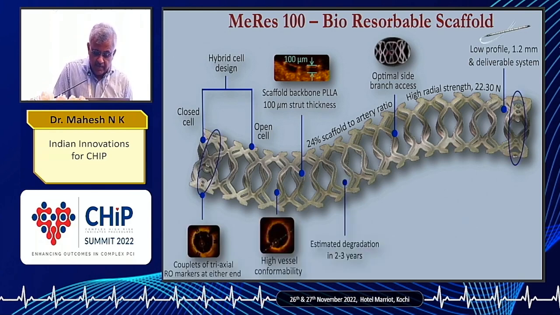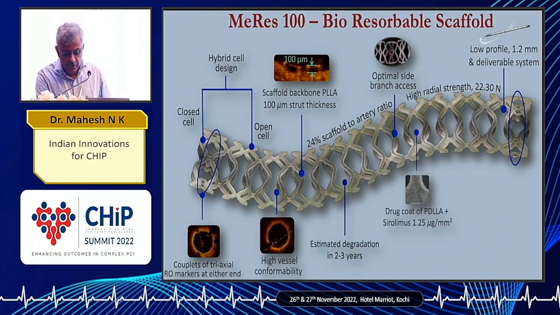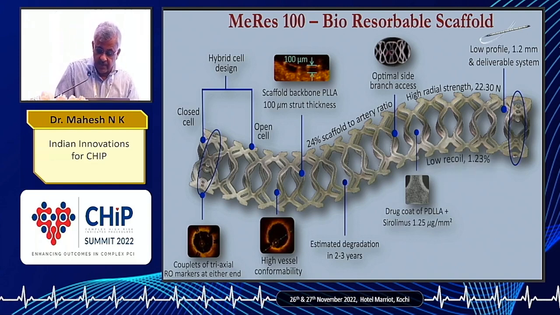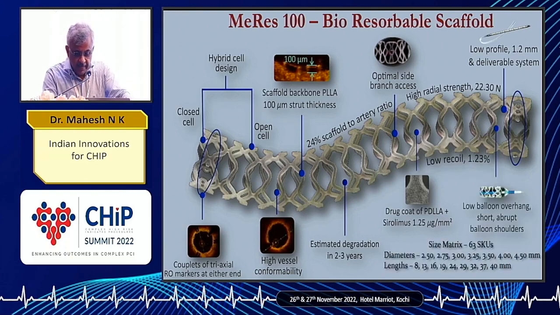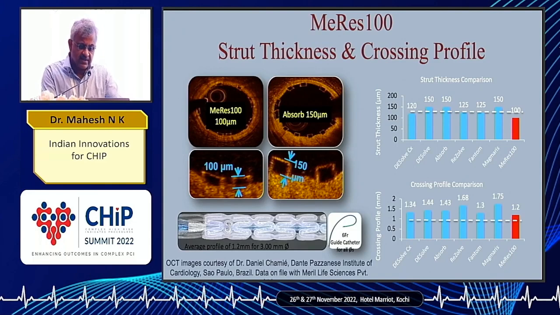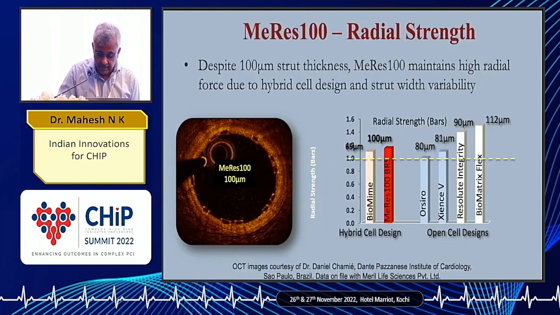High vessel conformability, estimated degradation 2 to 3 years. Drug coat of PDLLA plus sirolimus 1.25 micrograms per millimeter squared, and low recoil of 1.23, and low balloon overhang, short abrupt balloon shoulders. Very important. And this got a different strut size matrix. As compared to the Absorb, which is 150 microns, this is only about 100 microns.